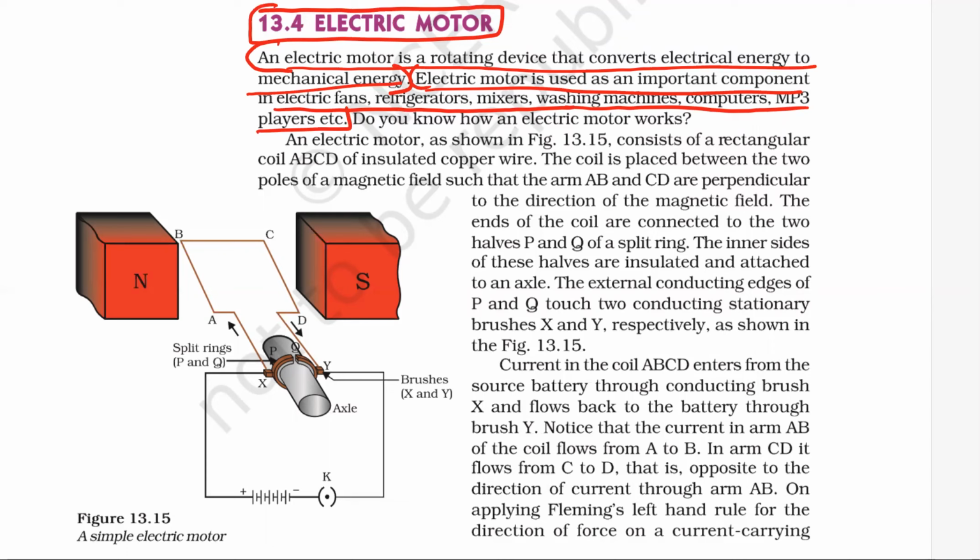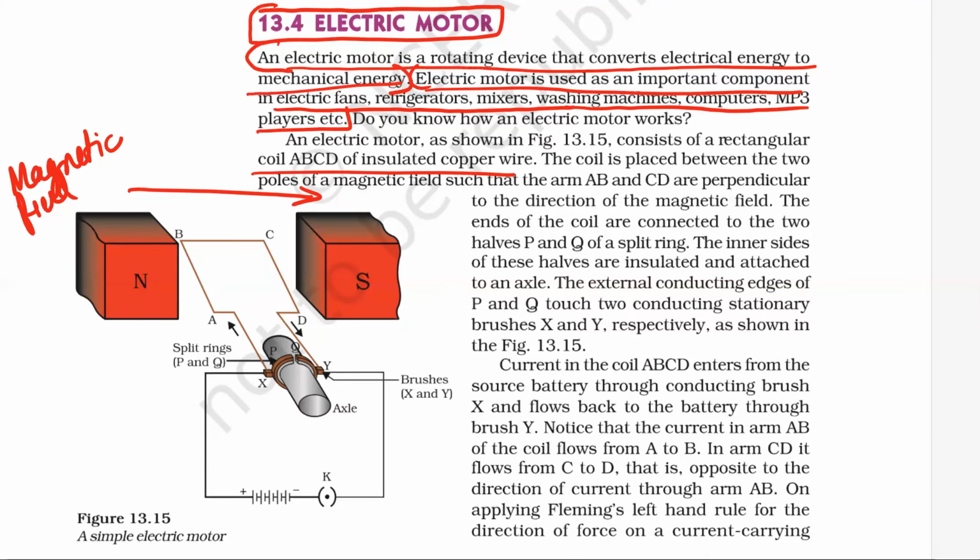So let us see the basic working of an electric motor. It consists of a rectangular coil A, B, C, D, made of insulated copper wire. The coil is placed between two poles of a magnetic field. So there is one north pole and one south pole. I'll take the direction of the magnetic field this way, because it is always taken from north pole to south pole.